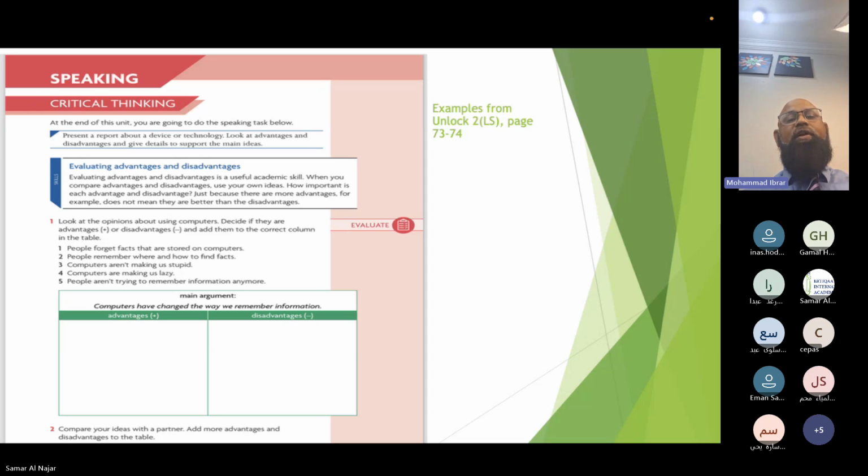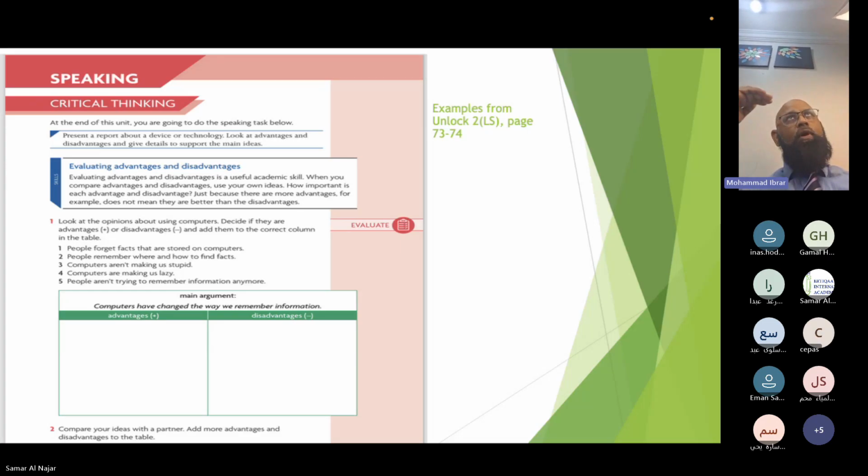Like evaluating advantages and disadvantages. If your students have to think about advantages and disadvantages of maybe any gadget, in one column they write about good things about it, and in another column they write about disadvantages. Then you can have something like this. For example, look at one: people forget facts that are stored on computers. People remember where and how.